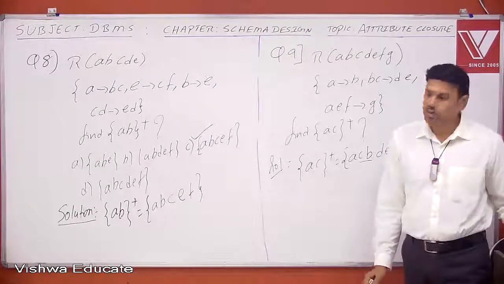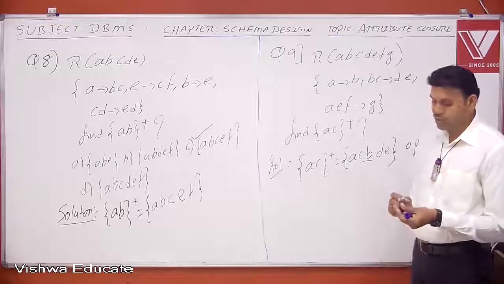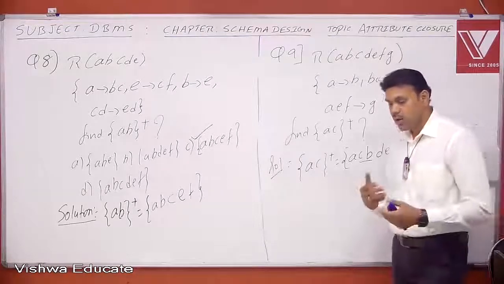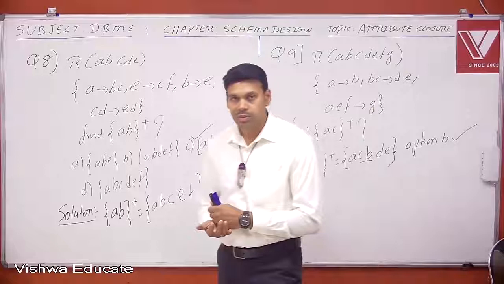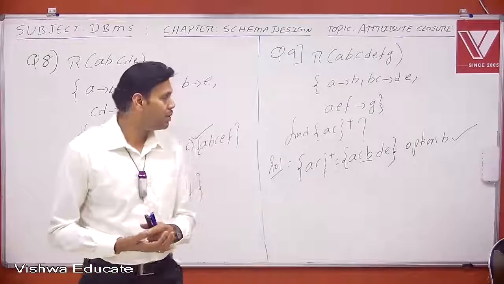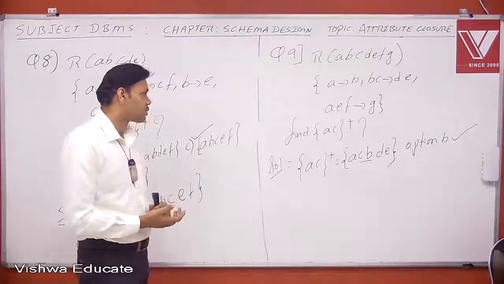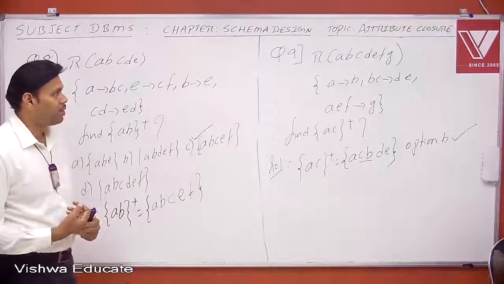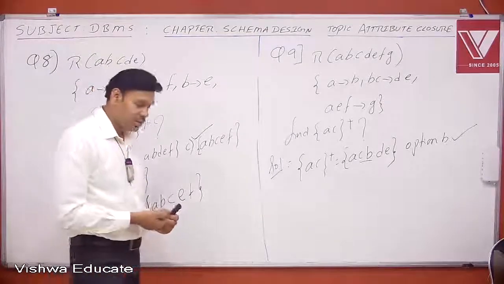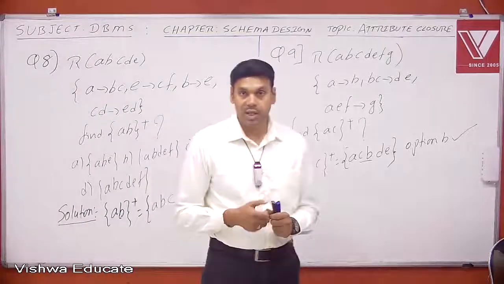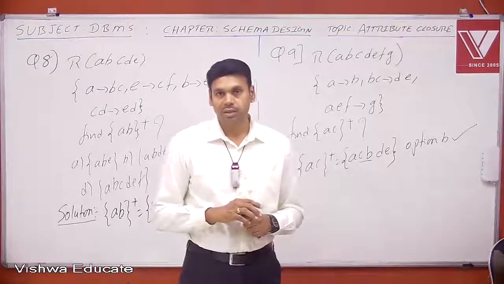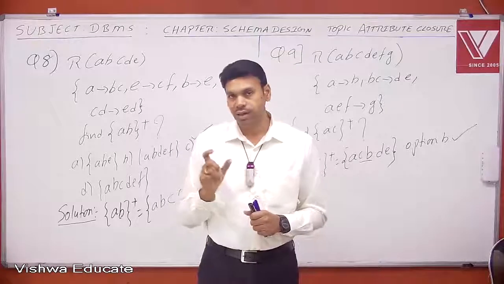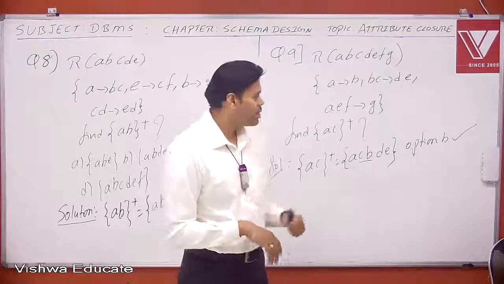Okay. This is how to solve question number 8 and question number 9, which are part of attribute closure in the classroom workbook. So you get copy. We'll do question number 10 based on attribute closure, which was given in GATE 2006 of IIT Kharagpur. So get it copy.